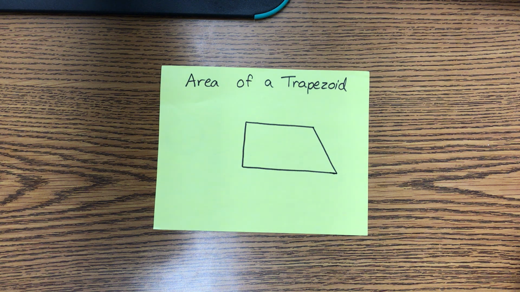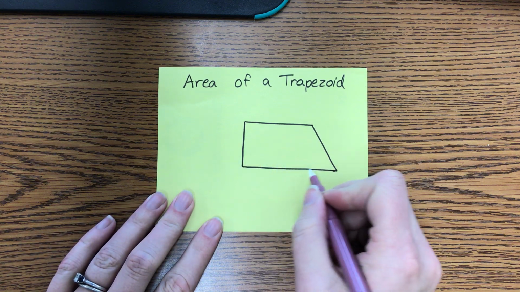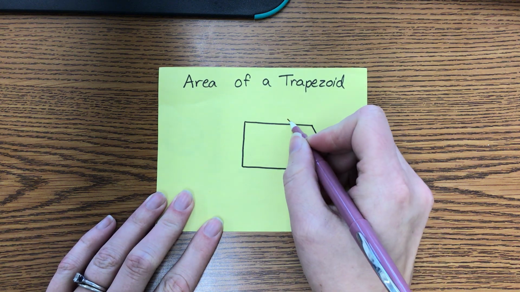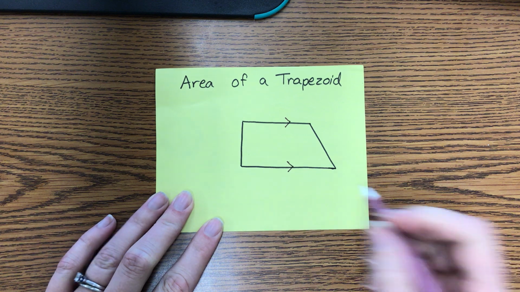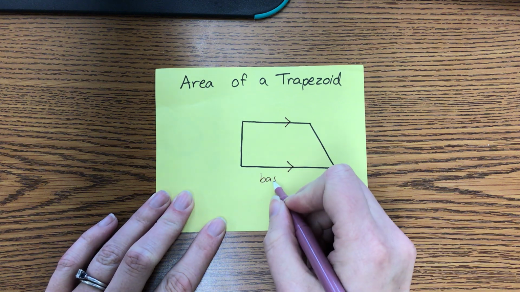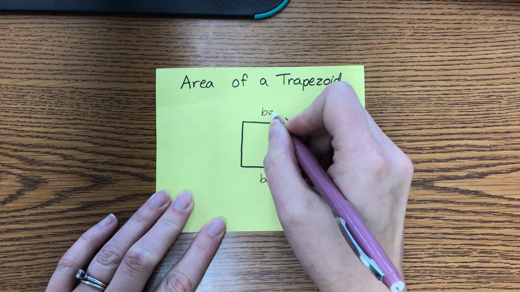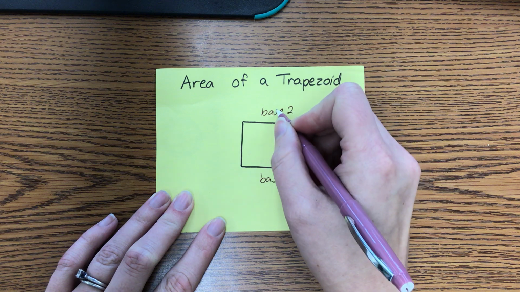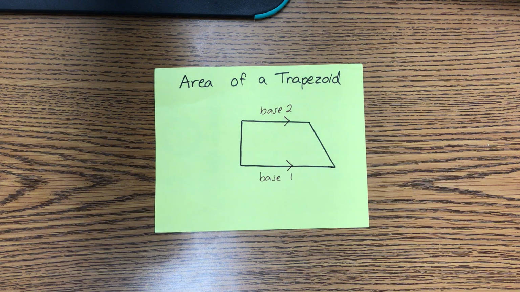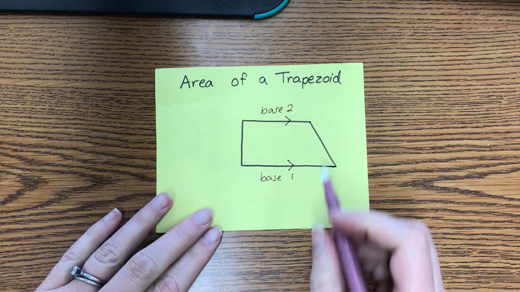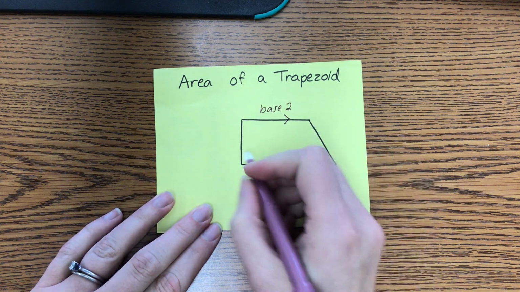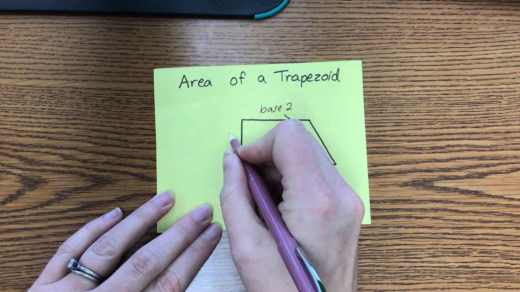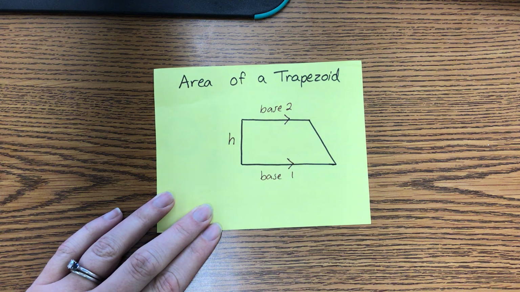This is something that you did back in a geometry class. A trapezoid has two sides that are parallel to each other. Those are called the bases. So this will be like base 1 and base 2. It doesn't matter which one's which. Okay. Now, to find the area of a trapezoid, you need to know both of those base lengths, and then you also need to know the height of the trapezoid, h.